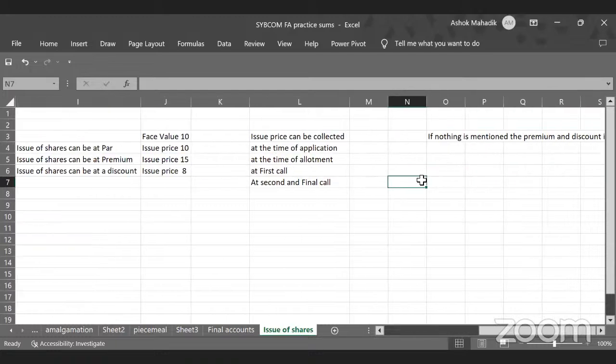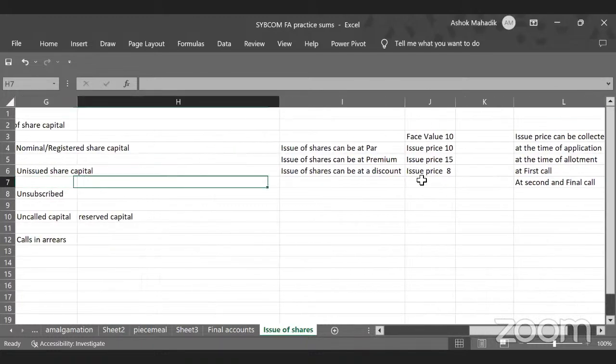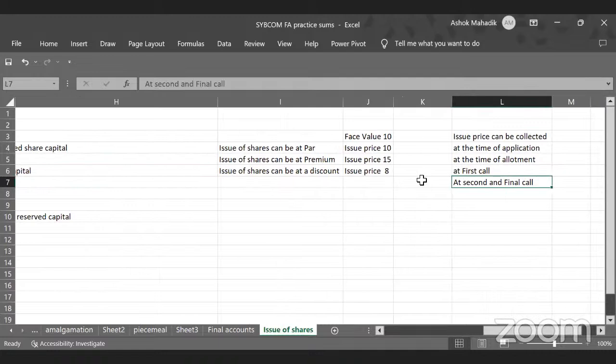Now this issue price can be collected from the public in a maximum of 4 installments. Nowadays, they call the entire amount at the time of application only. Now that is the practice. But there can be a maximum of 4 parts in which the money can be called up. So if there is a 100 rupee share, suppose the issue price is 100 rupees, you may ask people to pay 25 rupees while applying for those shares.